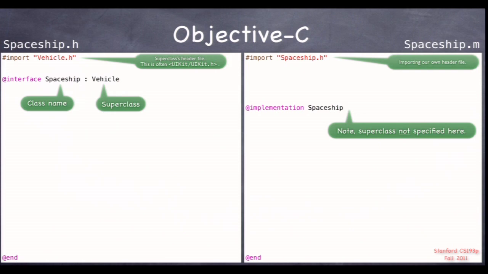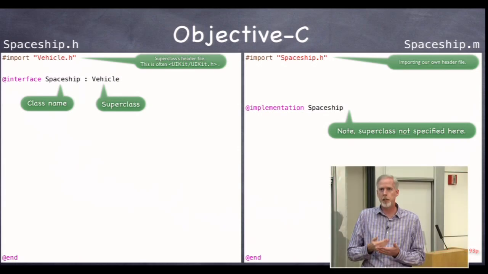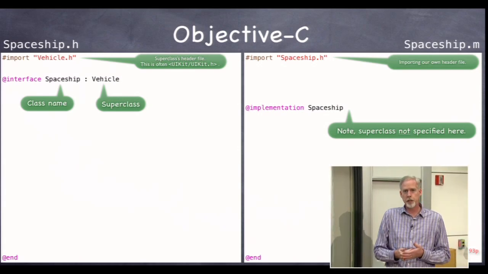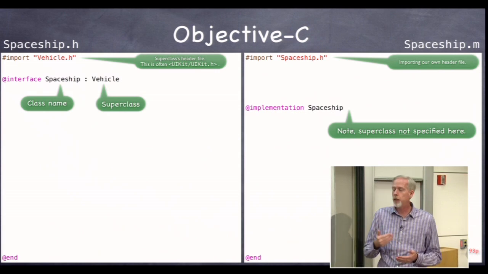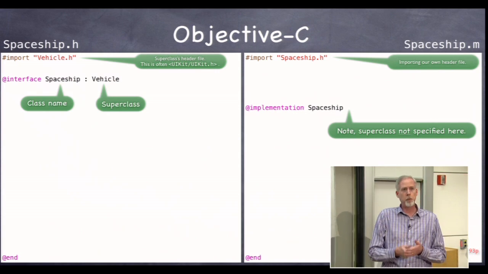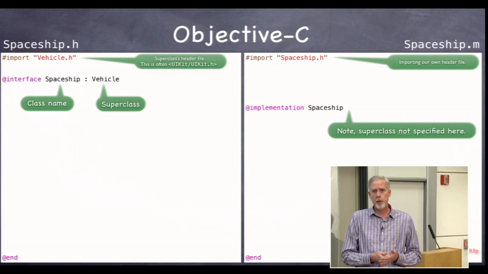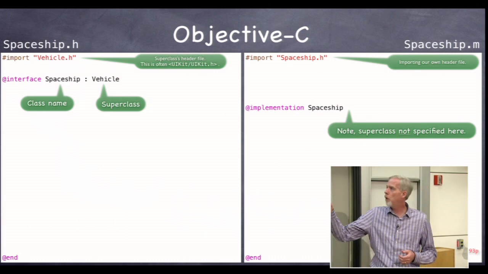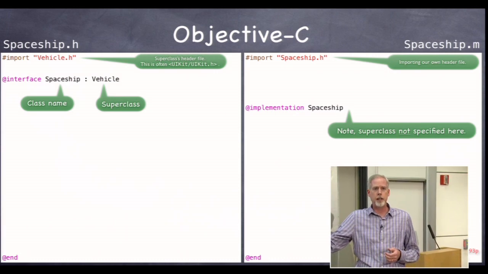Okay? So let's look on the left now. This is our header file. And you can see this @interface keyword. That basically says I'm declaring a class. This is the interface for this class. And Spaceship is the name of this class. So we're creating a class called Spaceship. And then the colon and Vehicle is the superclass. So a Spaceship is a Vehicle, right? So it's normal inheritance. And then you can see down the lower left, it says @end, right?